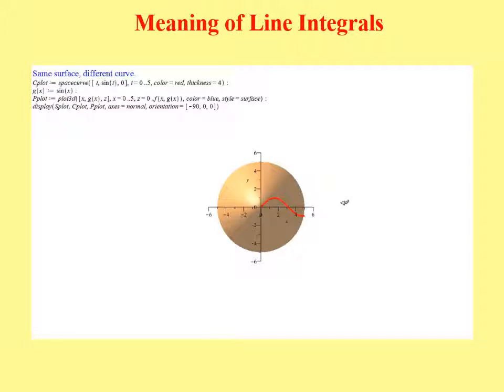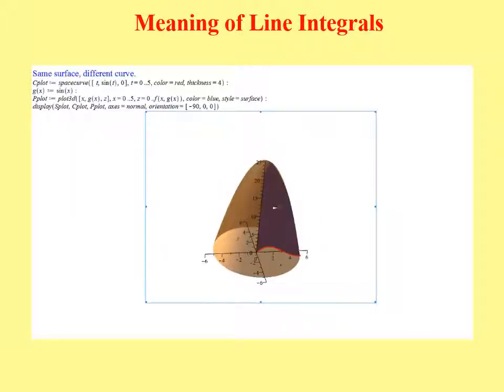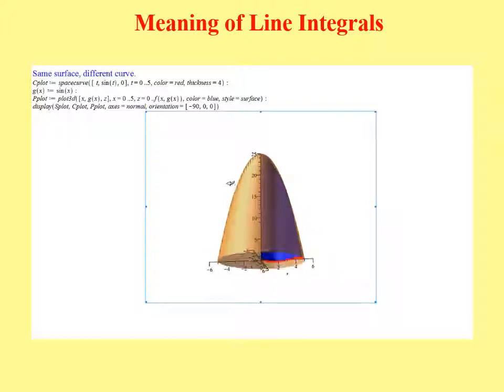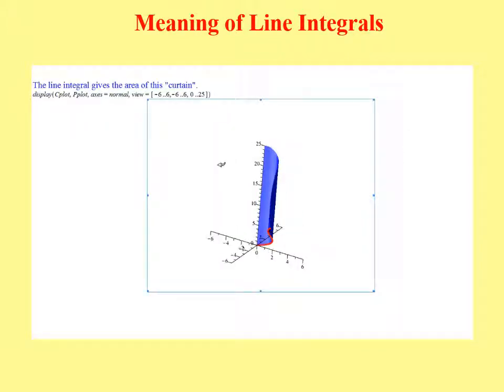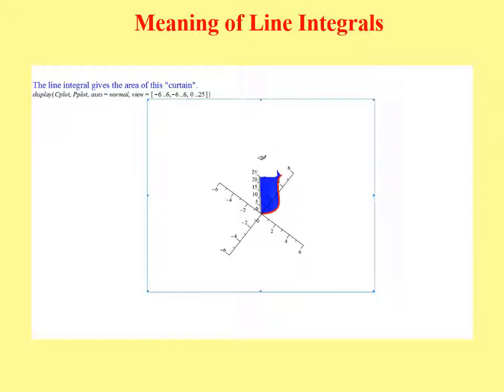Now I've taken that same surface but drawn the curve given in parametric form as x equals t, y equals sine t. In other words, just the function y equals sine of x. So that's the red line, the graph of y equals sine of x. And so here is the curtain that's above that. And here it is with only the curtain. So that is the line integral of that surface over that curve.